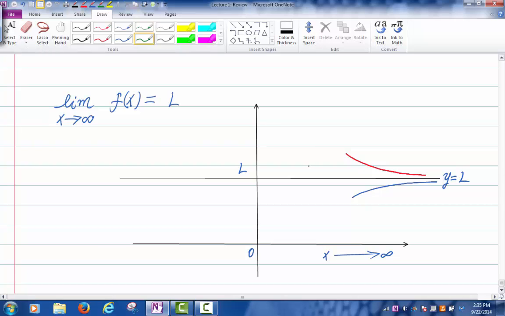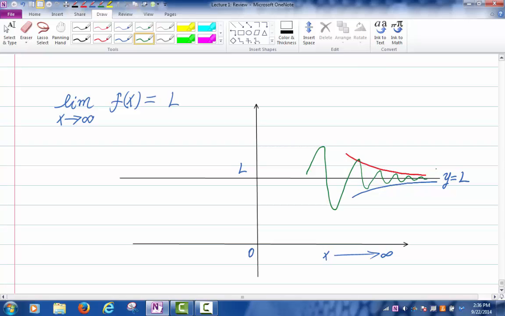However, there is another way that can happen. Maybe the graph has something like a sine function in it, and it's a vibrating function. So it might be like this. It's a vibrating function, but the gap between the graph and the line is approaching zero. So the best way to say this is that this limit means as x gets bigger and bigger, the gap between the graph of the function and the line at height L is approaching zero.